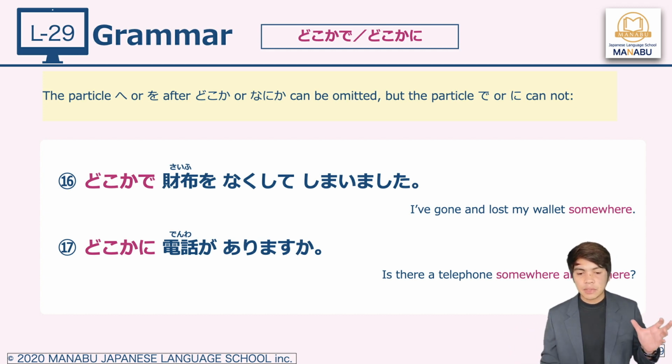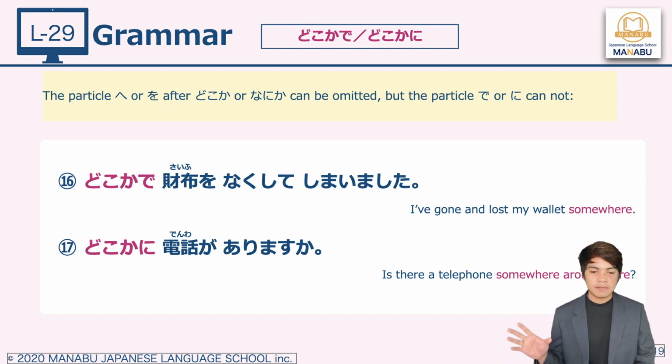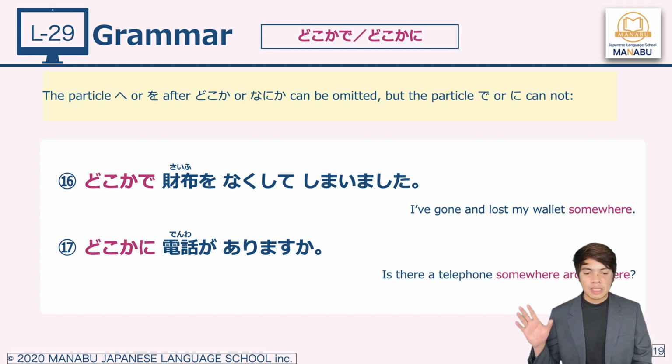Because of the verb nakushimasu, in example number 16, saifu o nakushite shimaimashita. So from the verb saifu o nakushimashita, I lost my wallet. The place of action for the verb nakushimasu is particle de, place of action. Doko ka de. So doko ka de means somewhere, and we will use the particle de because of the verb nakushimasu. Example number 17, doko ka ni denwa ga arimasu ka?